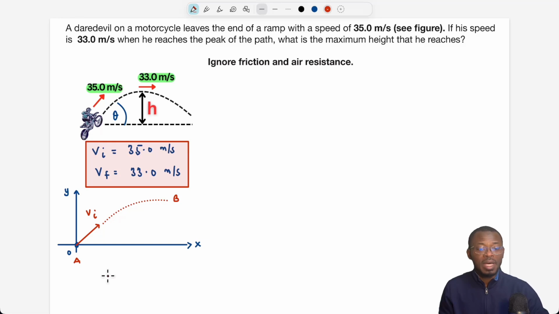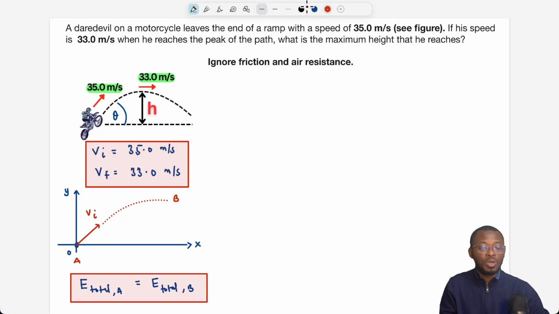So since we know that no non-conservative forces such as friction, such as air resistance, then E total at point A has to be equal to the total energy at point B. And this is all we need to solve this problem. So what is the total energy? We need to look at the mechanical energy. That is the potential and kinetic energy put together.